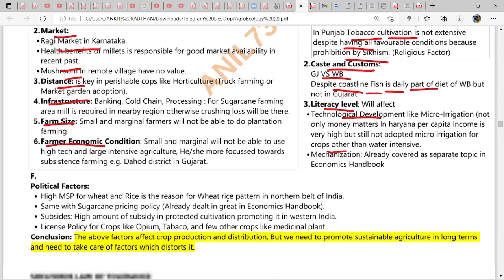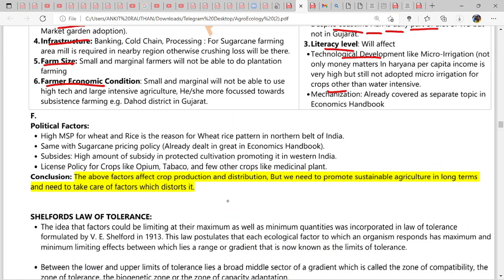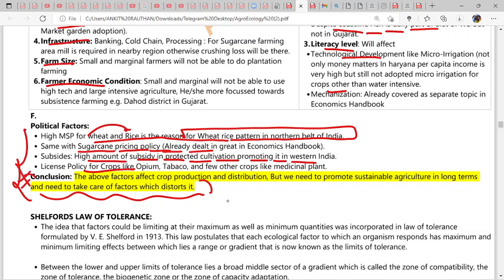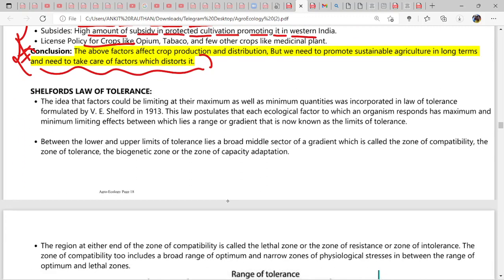Political factors are also one of the factors. High MSP, the same with sugar pricing policy. A high amount of subsidy in protected cultivation is promoting it in Western India. See, these are the factors you have to keep in mind, right?